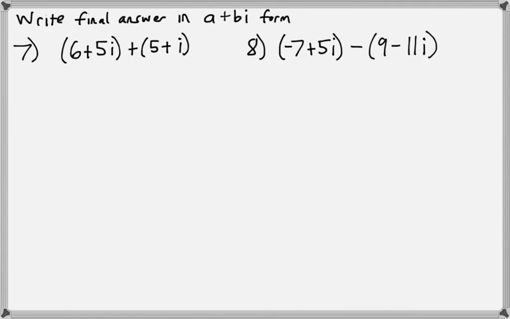Now, for these questions, i is basically being treated like any other variable. So i is kind of interesting because sometimes we treat it like the square root of -1, and sometimes we just treat it like any other variable. So these are really just like a combining like terms question.